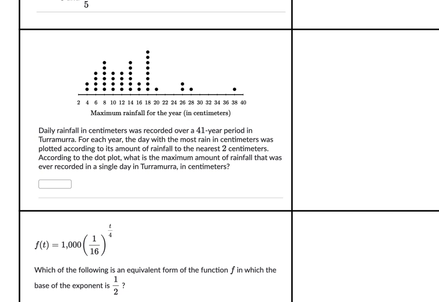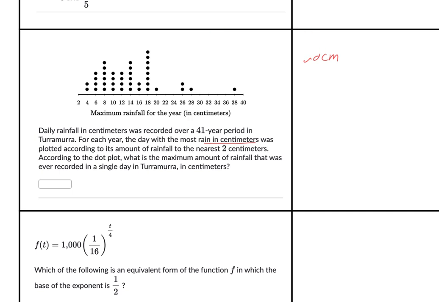This is a skill that is important to have, being able to read graphs. This is not a complicated question. There's no process. There's just, do we understand what this information is giving us? This is a dot plot. So, daily rainfall in centimeters was recorded over a 41 year period. For each year, the day with the most rain in centimeters. So, let's say that 50 years ago, the highest rainfall day was 22 centimeters. That would correspond to a dot right here at 22 centimeters.